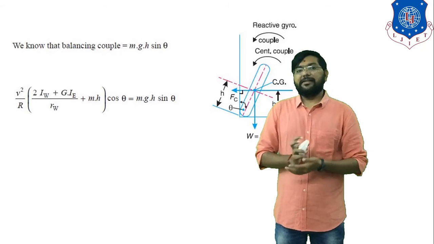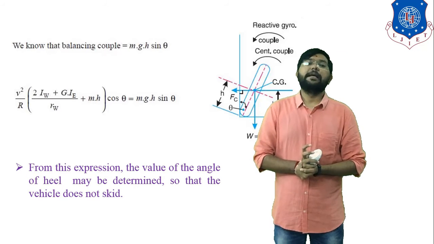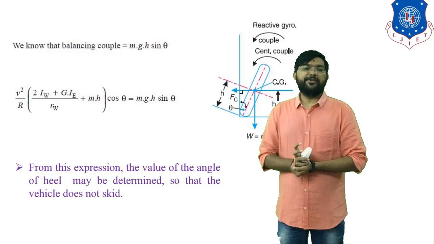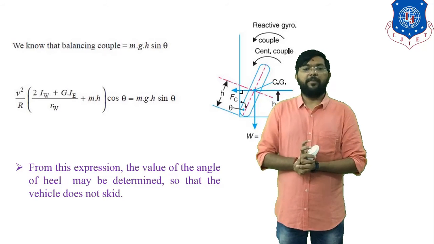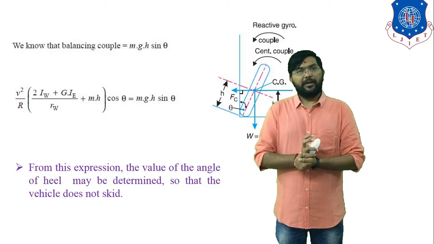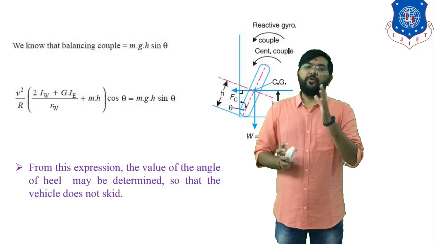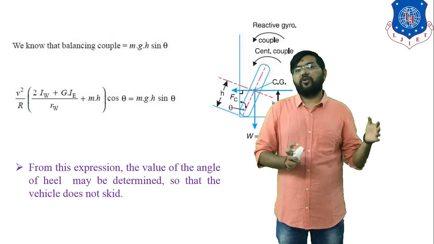Okay, so this is the effect of reactive gyroscopic couple in a bike. From this expression the value of the angle of heel may be determined so that the vehicle does not skid. In the next session we will discuss some numericals based on reactive gyroscopic couple.